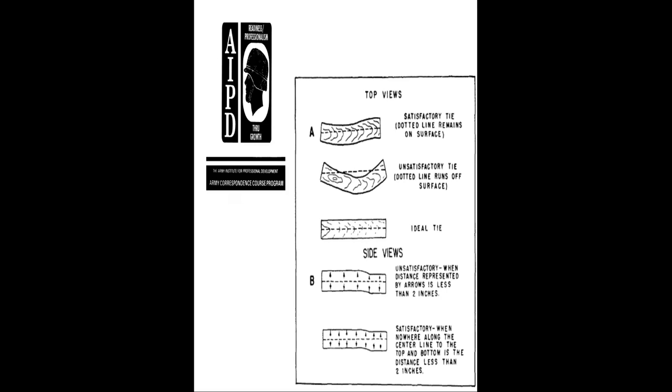Top views. A satisfactory tie: the dotted line remains on the surface. A. Unsatisfactory tie: the dotted line runs on the surface. Ideal tie. Side views.